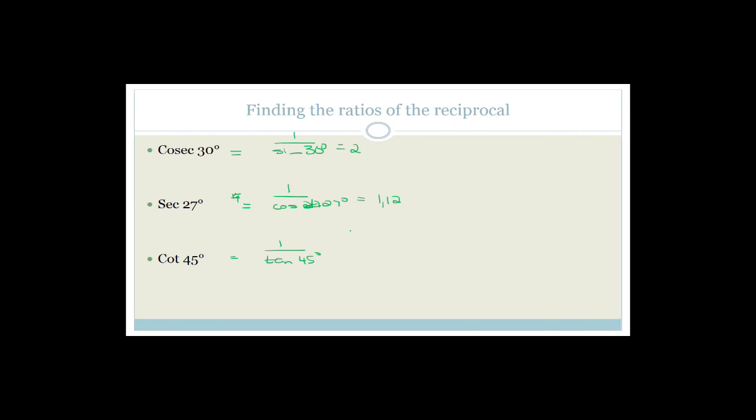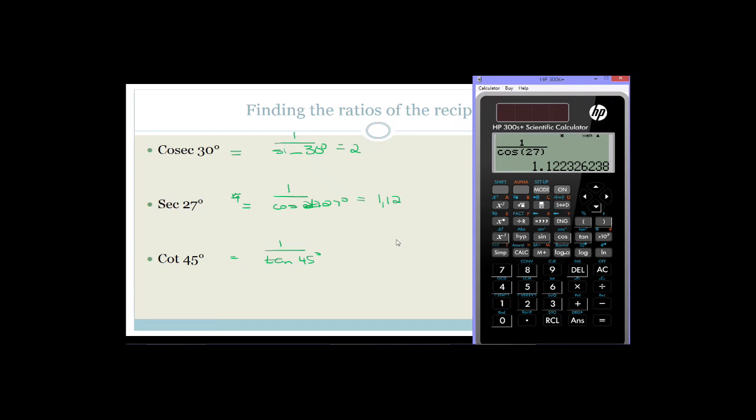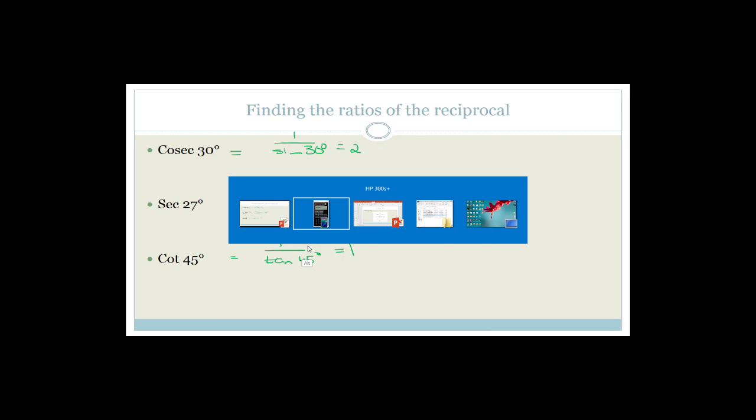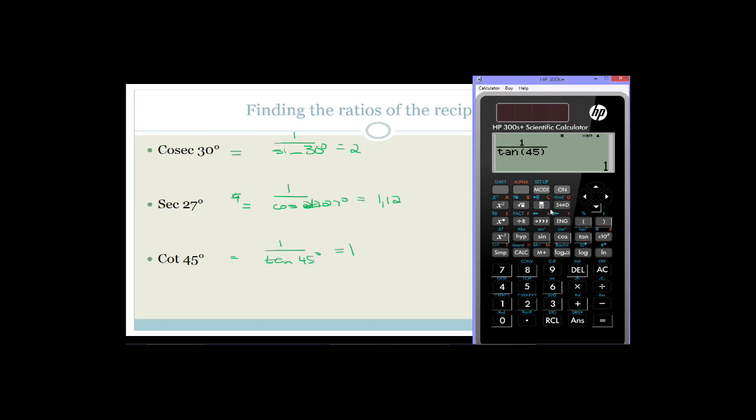So 1 over tan 45. Okay, we'll do it the second way so that you guys can also see that again. So you get a fraction, you go 1, and you go down, and then you go tan of 45, close bracket, equals, and you just get 1. So that equals 1.